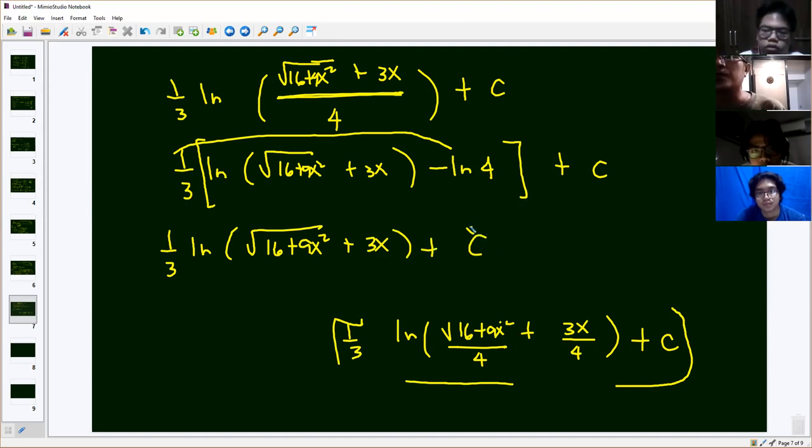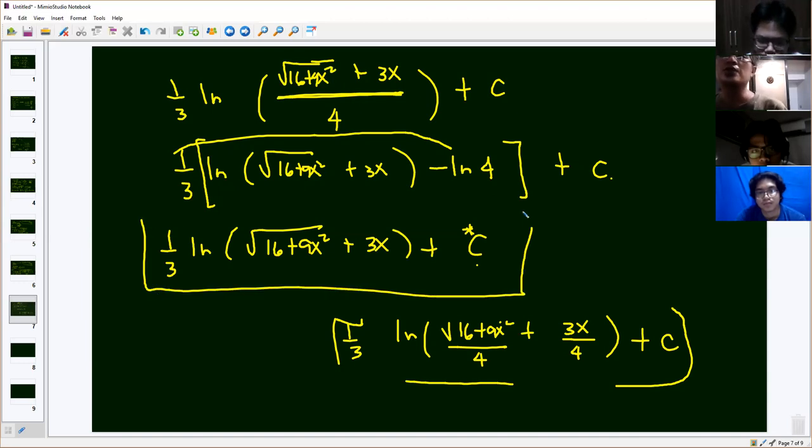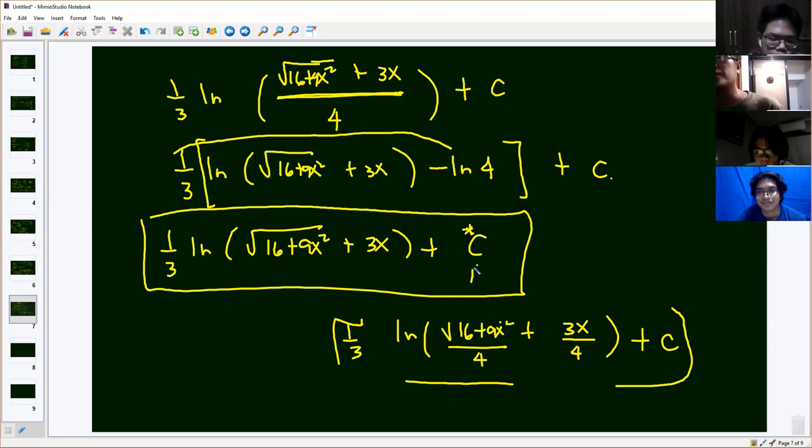Let me put an asterisk to differentiate this constant from this. Because in this constant, naka-associate na si 1/3 ln 4. Because it's still a constant. So, pwede na natin ilagay siya dun sa constant na yun. Mas malinis tingnan ngayon yung ating integral. Right? So, yan yung sagot ni Robbie.